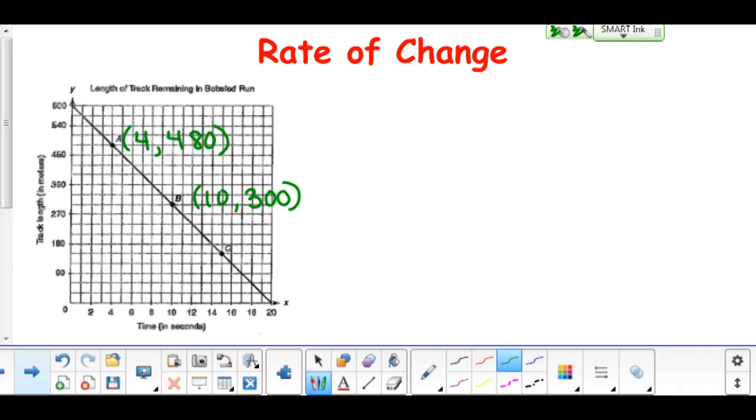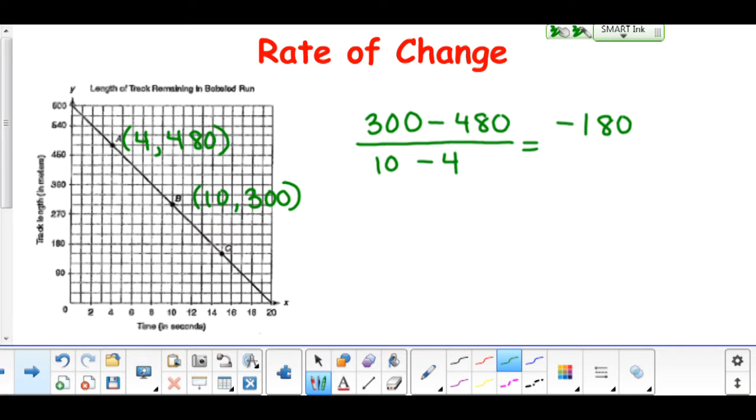So now that I have 2 points, I can use the same formula that I did with the table, change in y over change in x. So my 2 y coordinates I can subtract, so I can take 300, subtract 480, and since I started with 300, I'm going to have to start with 10, subtract 4. When I take 300 minus 480, I get a negative 180. And when I take 10 minus 4, I get 6. So I can simplify that fraction, and it will give me a negative 30 over 1.